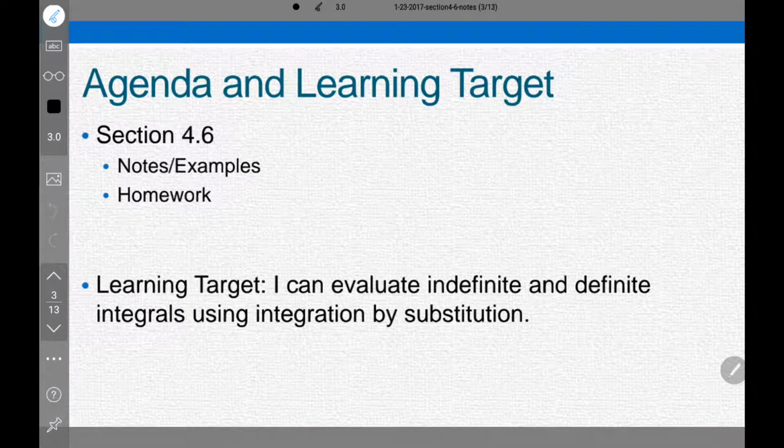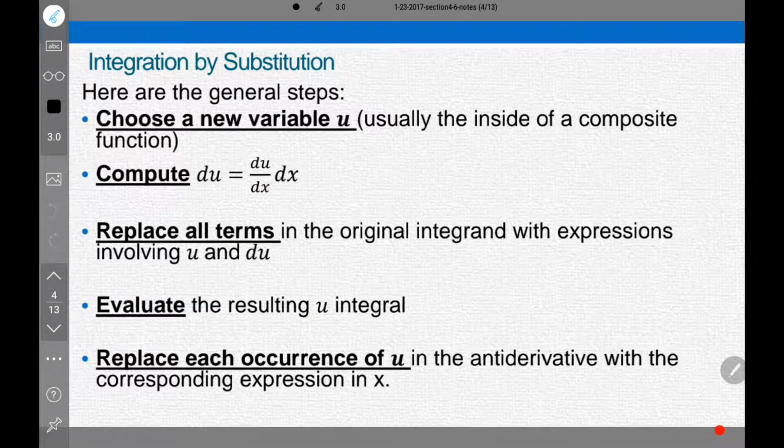Alright, so today we're going to be looking at evaluating indefinite and definite integrals by using integration by substitution. It's a little bit different than what we did before, but a lot of the same kind of ideas. So it shouldn't be too bad. It's kind of like doing the chain rule when we find derivatives, except we're doing it in reverse.